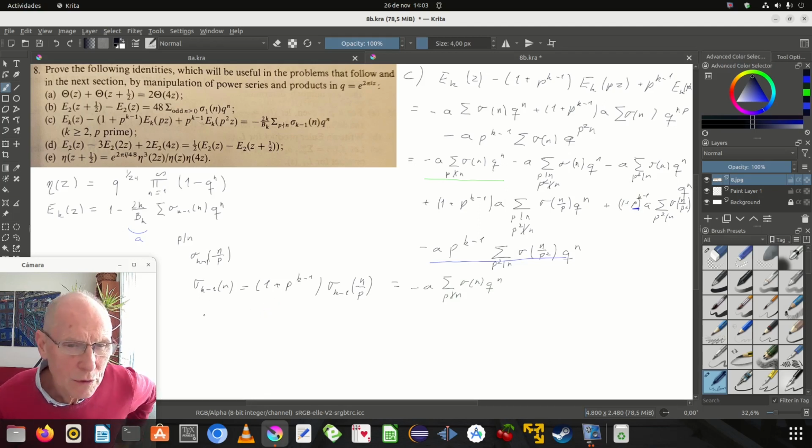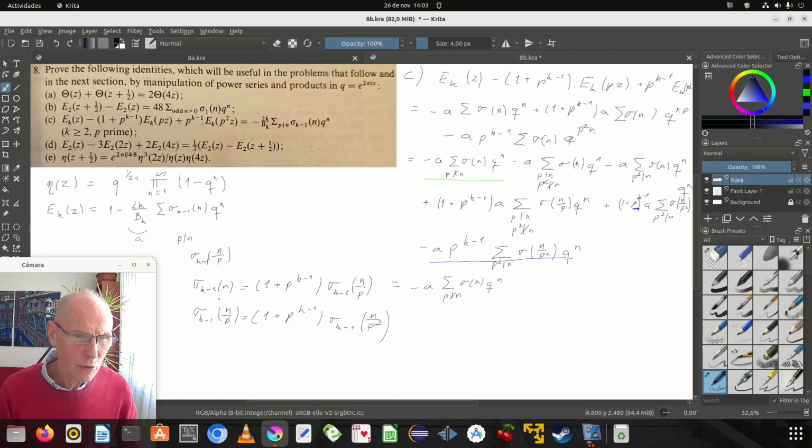And of course, or that's not of course, substituting n by n divided by p, of course, in case p divides n. There we go.